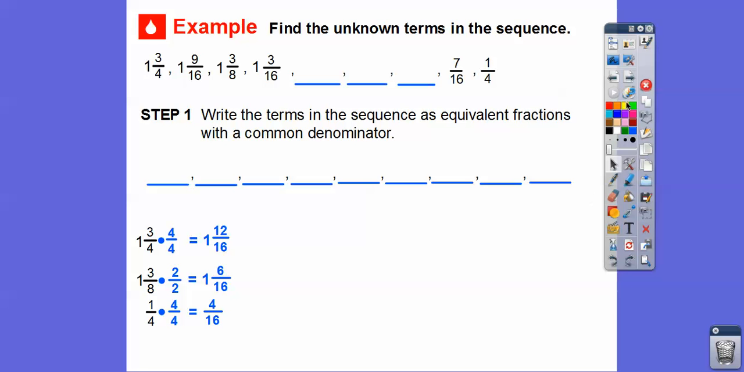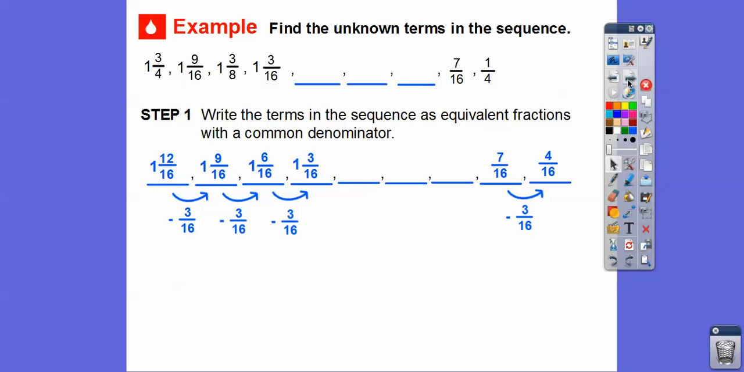All right, so let's put those in their appropriate spots right there. So 1 3/4 is 1 12/16, 1 9/16, 1 3/8 is 1 6/16, and then here's 1 3/16. Here's our 7/16, and then here's our 1/4, which is 4/16. All right, now let's look at these, you guys. It went from 1 12/16 to 1 9/16, so that went down by 3/16.